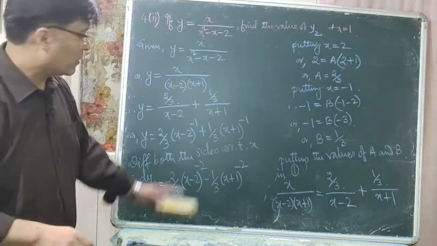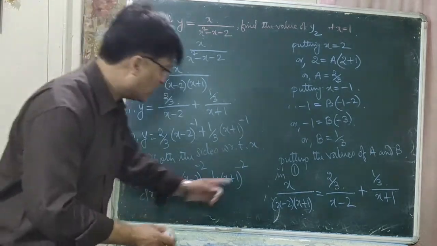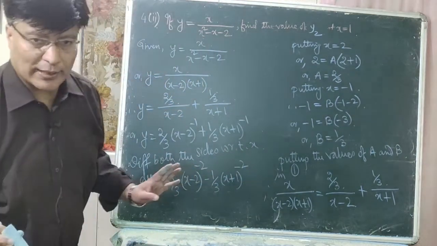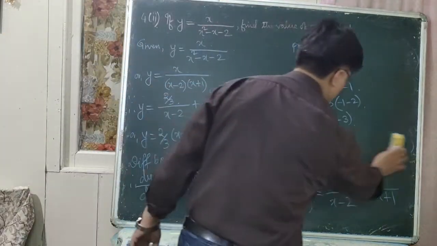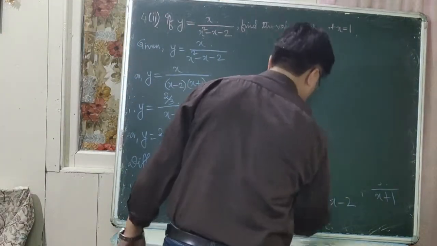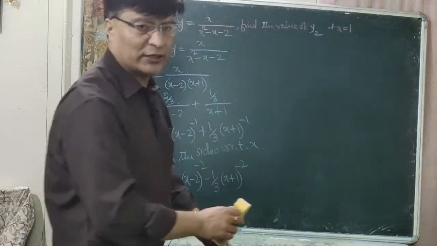Is that understood now? So this is your dy by dx. तो यहाँ into 1 भएको कारणले गर्दा चाहिँ हामीले नलेखेको, ठिकै छ? So यसलाई फेरि हामी डिफरेन्शिएट गर्छौं. So write down, again differentiating both the sides with respect to x.